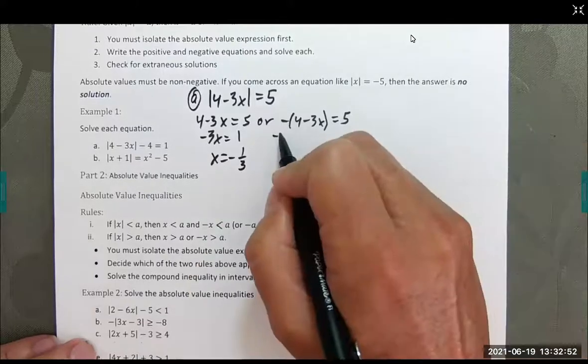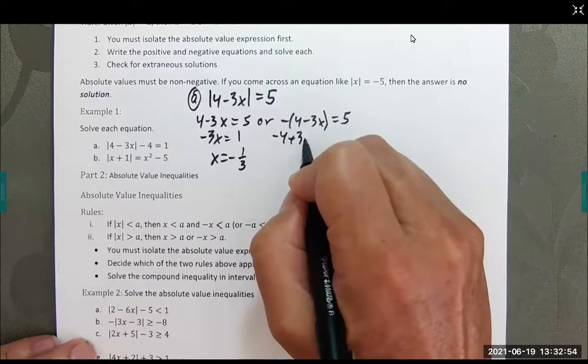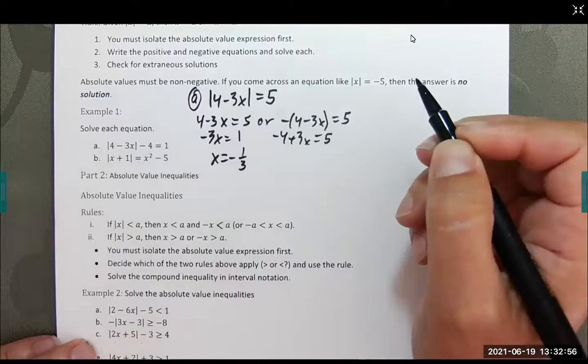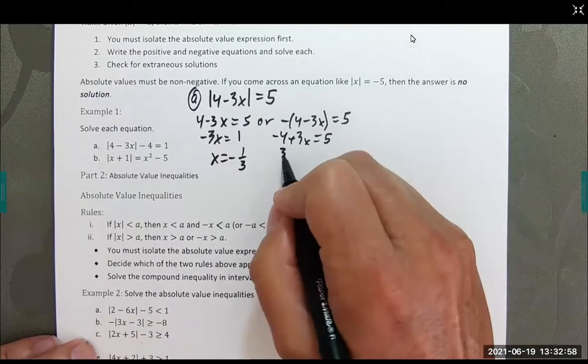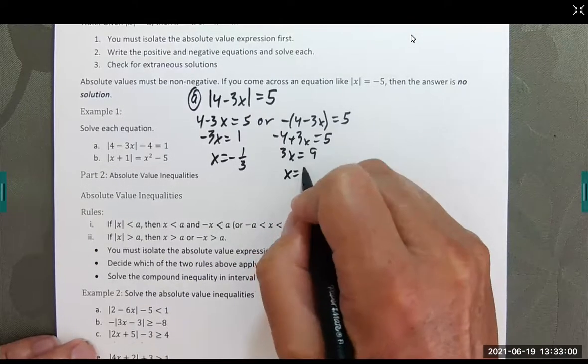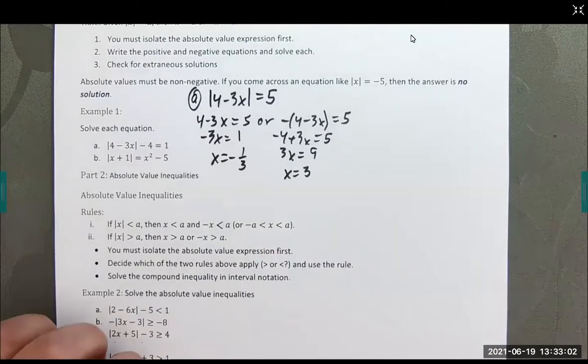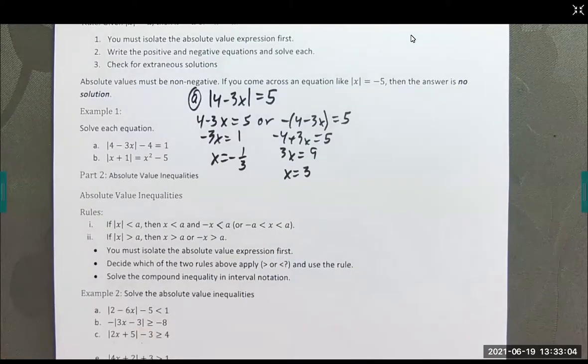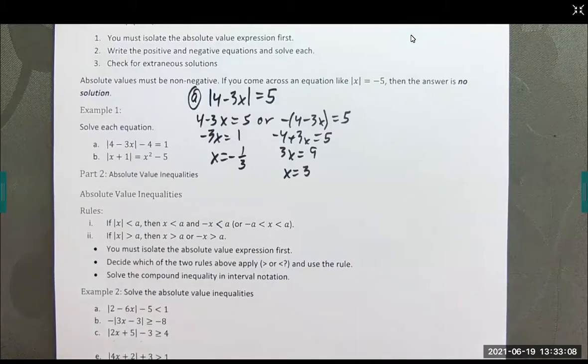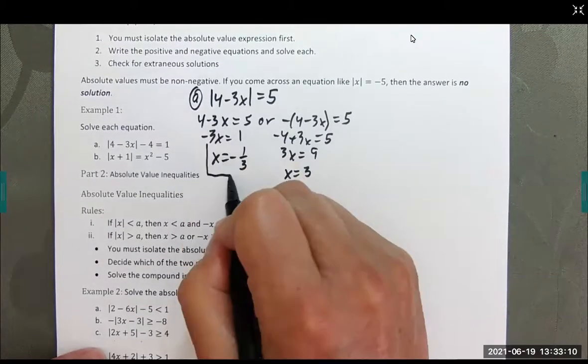Distribute the -1. Add the 4. Divide by 3. And actually, when we check both of these, both do work. So we have two solutions in this case.